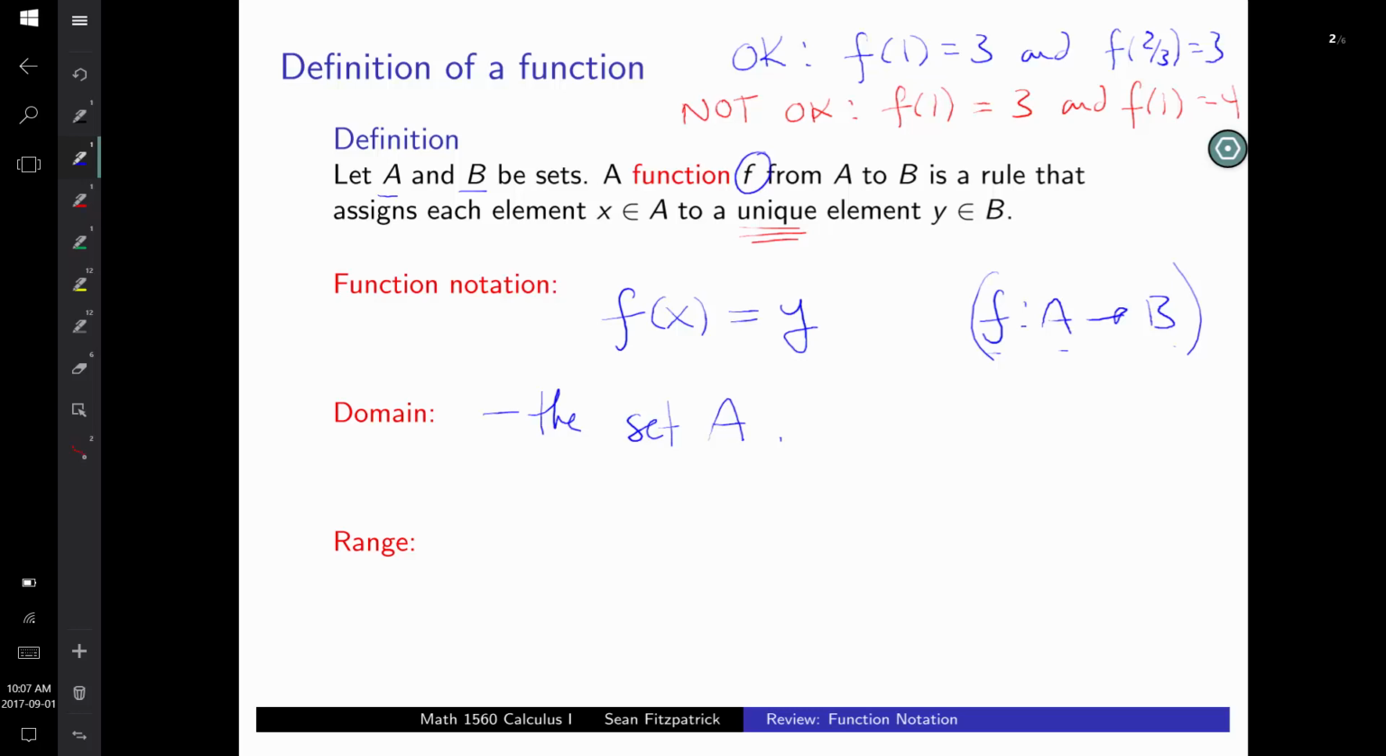The range is the set of all. So this, the set A is all the x values.